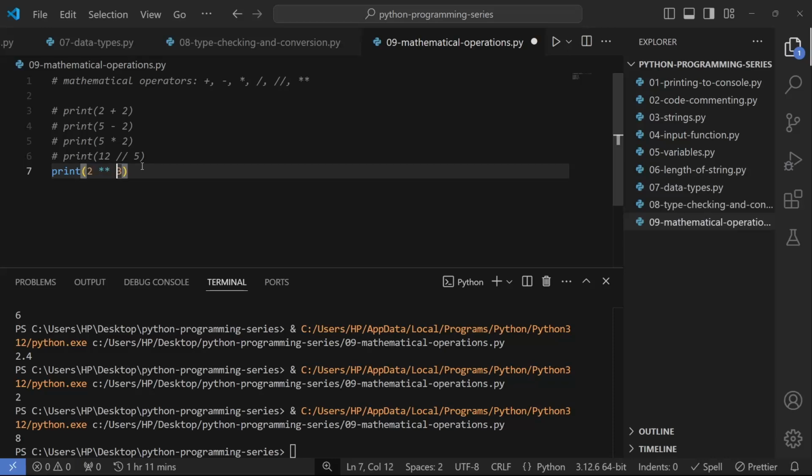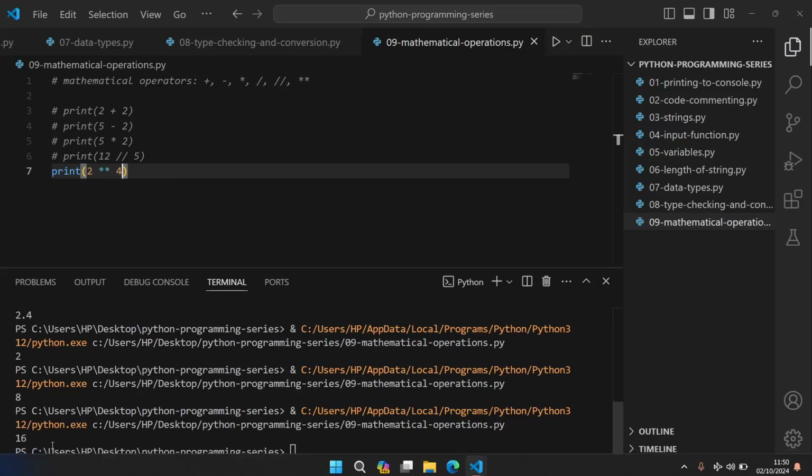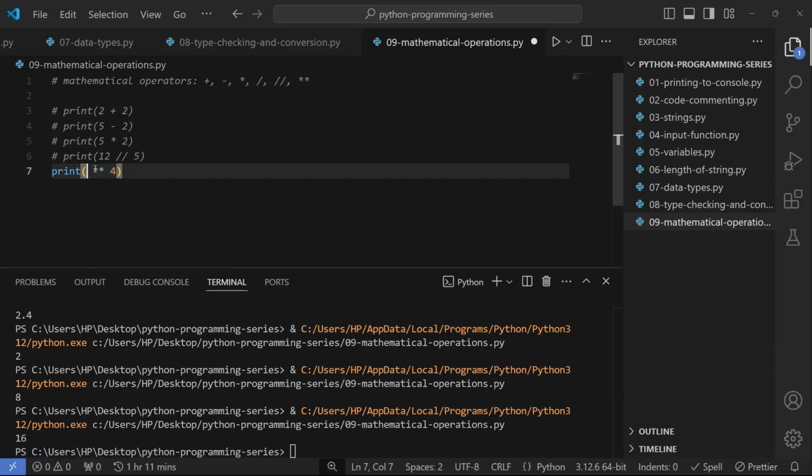Okay, so 2 exponent 4 is going to give you 16. That is 2 times 2 in 4 places. So you have 16. Alright, so you can say 3 exponent 4. What is that? That is 3 times 3 times 3 times 3. That is 81. Okay, so those are the basic mathematical operators we have.